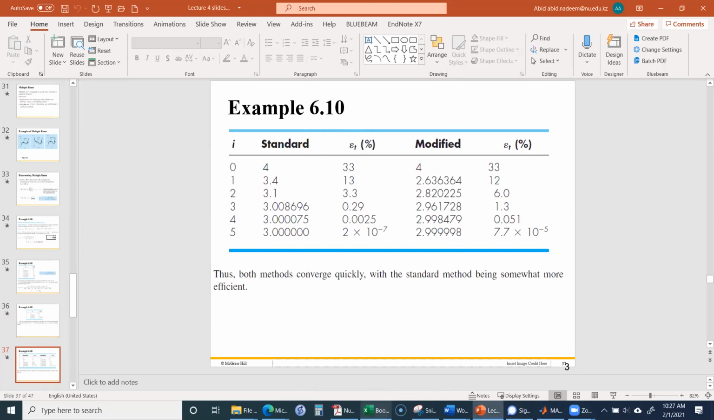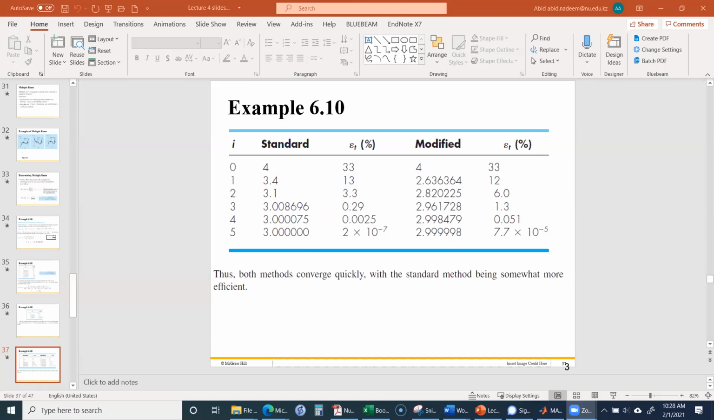Okay. What if, let's say, the slope of the function is not as steep, but very slowly converging? Will it affect our results very drastically?